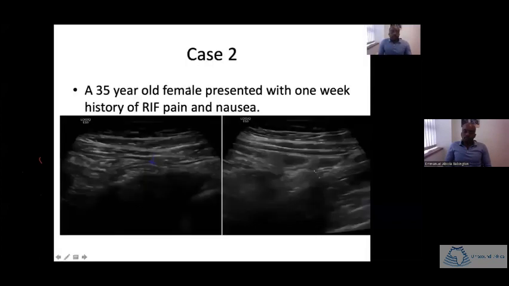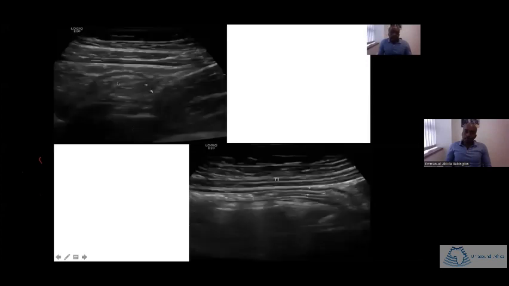So this is the second case, a 35-year-old female presented with 1 week history of right iliac fossa pain and nausea. And we can see that she had a normal appendix here. We can see a bit of the normal bowel, most likely the cecum there. And just here, we can see the normal appendix again. And the same patient, the same normal bowel loop, and then the normal appendix there, blind ending, tubular, non-peristalsing, but compressible.